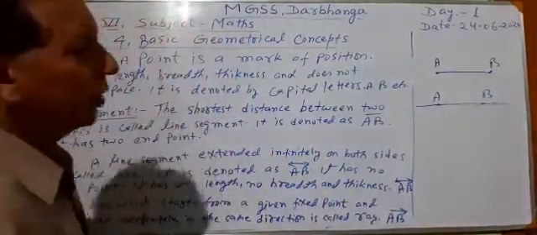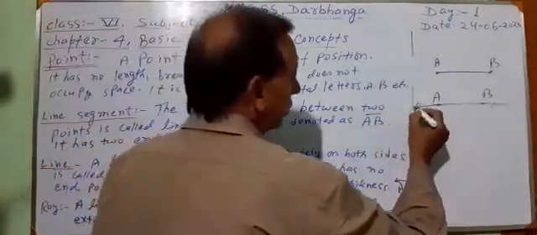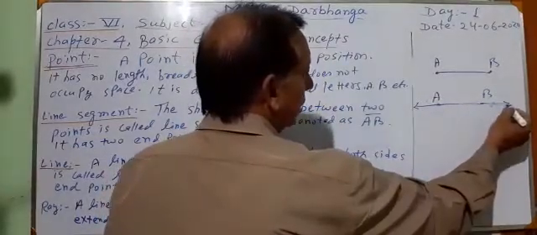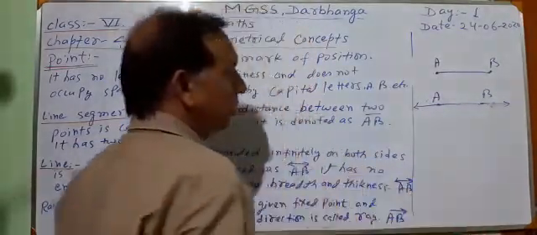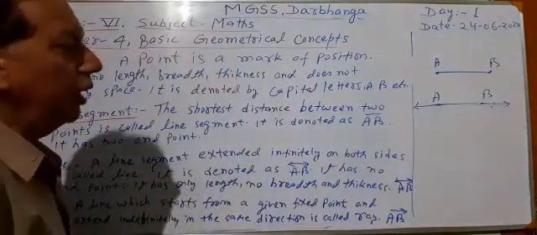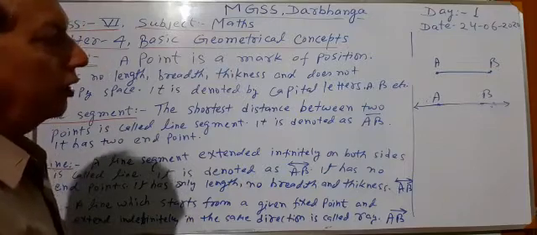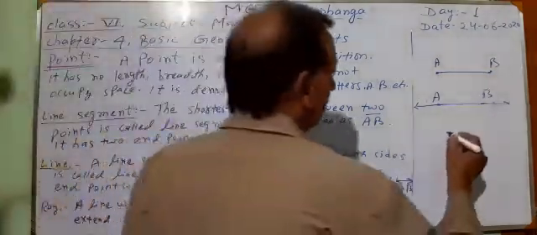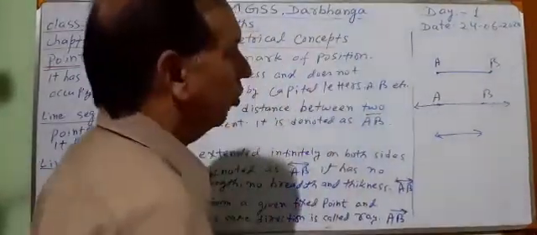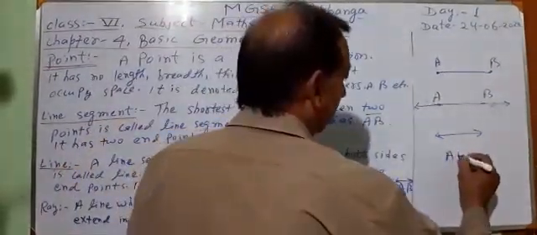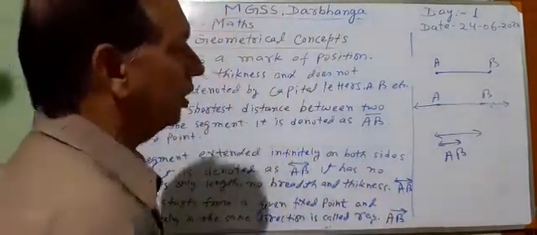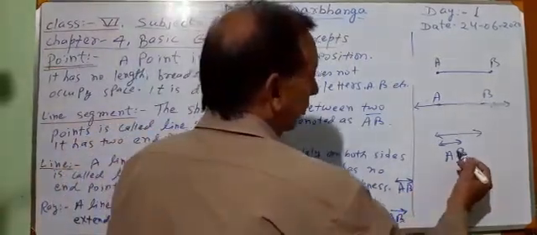Then how can we represent it? It is represented by putting two arrows on both ends, one arrow at one end and the other arrow at the other end, in opposite directions. This line segment with two arrows at both ends in opposite directions is known as a line. Simply a line. Line has no end point. It is represented by writing A, B and putting this sign above. This is line AB. We shall read line AB.